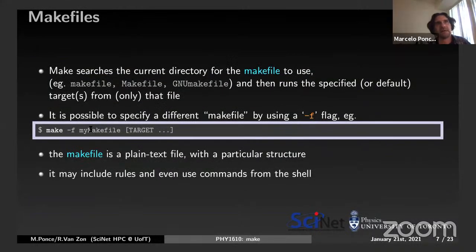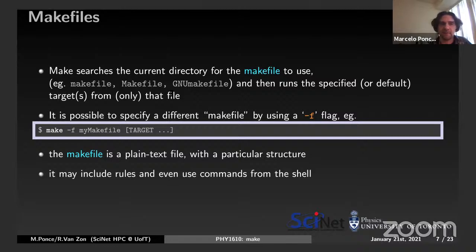So for instance, I have an example here. If you do make -f mymakefile, then you can use a file called mymakefile instead of makefile. By default, make is going to look for makefiles called makefile in lowercase, capital M Makefile, or GNUmakefile. All these are going to be the defaults. It may depend a little bit on the version of make that you're using, but by convention, these are the defaults that make looks for in case you don't specify any.